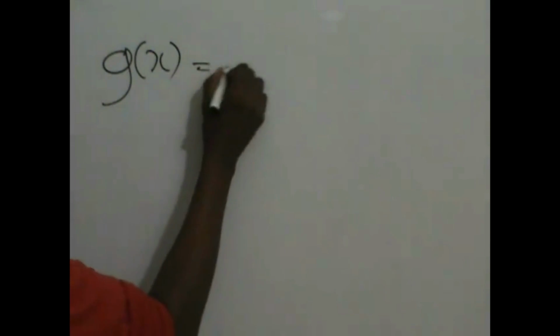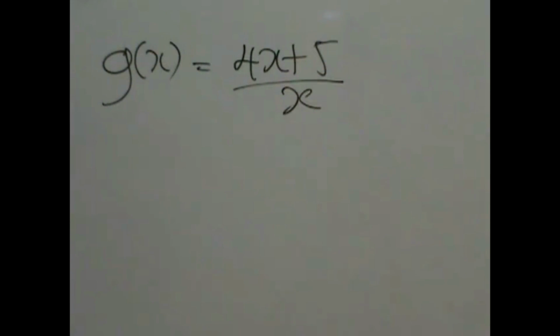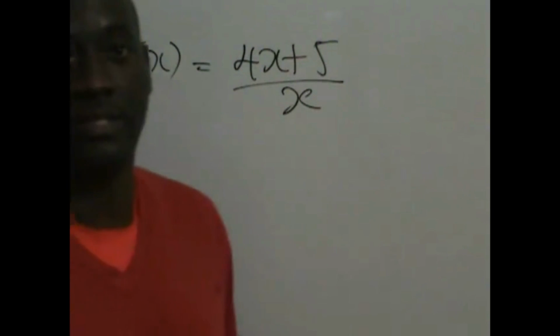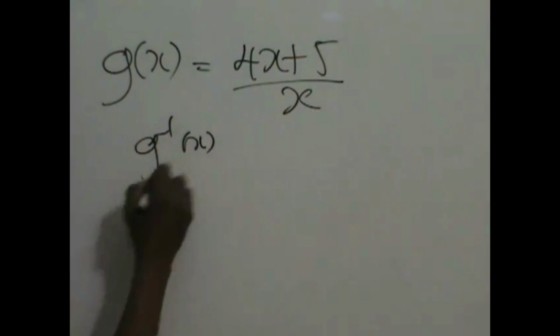Right? So instead of f of x, we're going to say g of x. g of x is a commonly used one. So let us say, for example, that g of x is equal to x plus 5 over x. And they want us to find the inverse, g minus 1 of x.